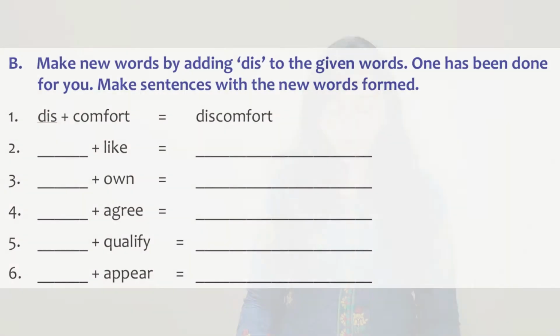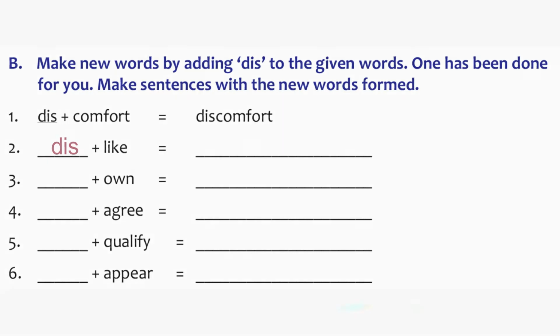Let's move on to the next one. Here, make new words by adding DIS, that is dis, to the given words. One has been done for you. Make sentences with the new words formed. So we have an example here. The first one here is dis plus comfort. We get a word discomfort. And the second word, if we add DIS there, write DIS in that blank plus like. So what do we get? We get the word dislike.